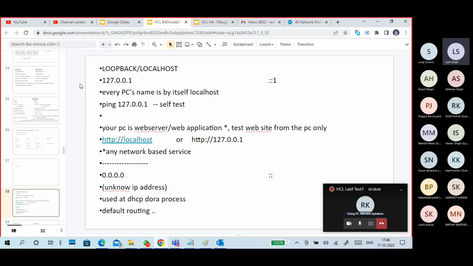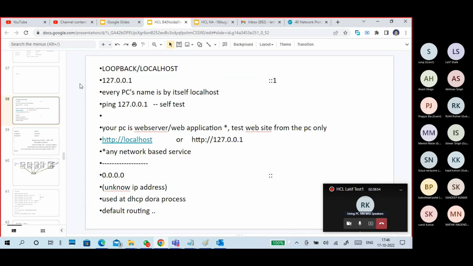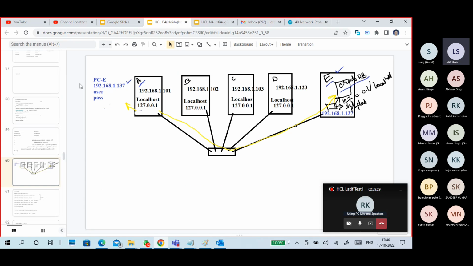Here in IP addresses, there are a few points. So in IPv4, there is a special IP address, 127.0.0.1. That is a loopback or localhost address. Don't forget this point, guys. 127.0.0.1 is a loopback or localhost address. It is used for self-testing purposes. So what is my localhost address? 127.0.0.1.